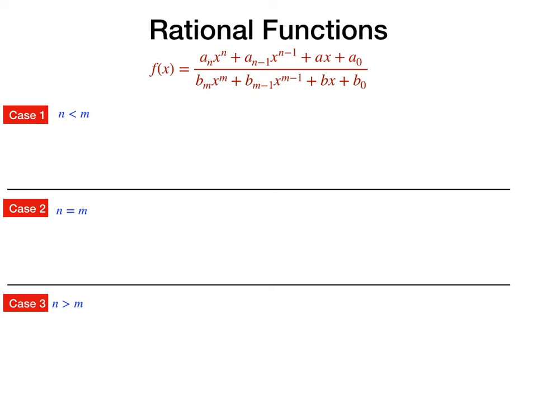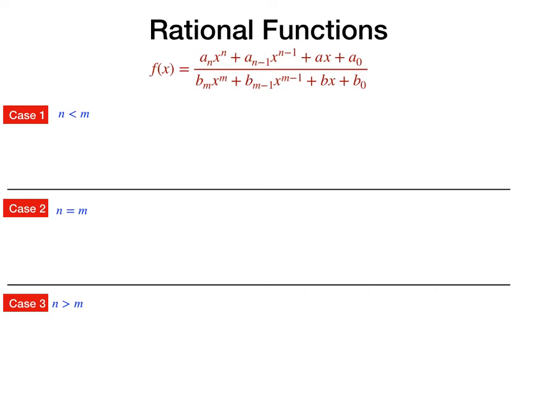As we already learned how horizontal asymptotes relate to limits at infinity, we can apply that knowledge to finding the limits at infinity of rational functions. So let's look at a general rational function f of x.